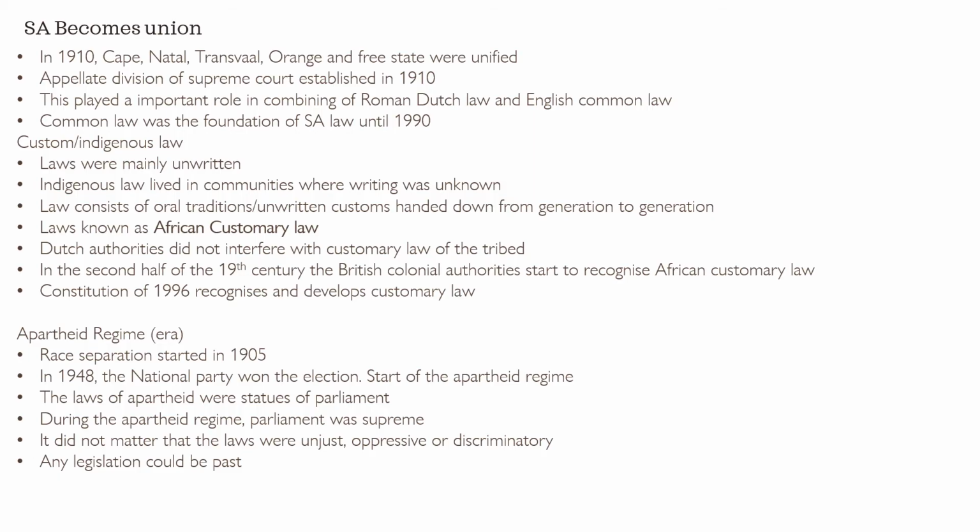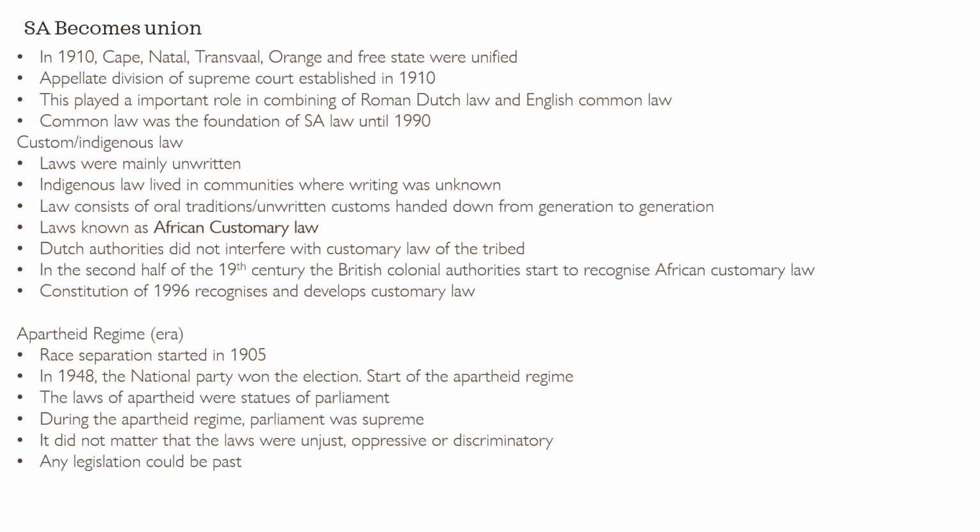Dutch authorities did not interfere with the customary law of the tribes. In the second half of the 19th century, the British colonial authorities started to recognize African customary law. The Constitution of 1996 recognizes and develops customary law.